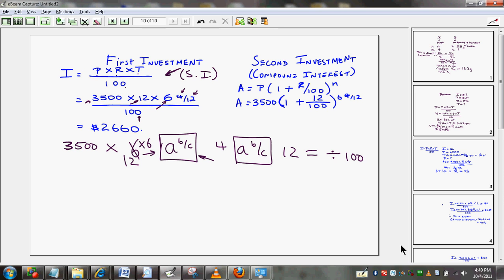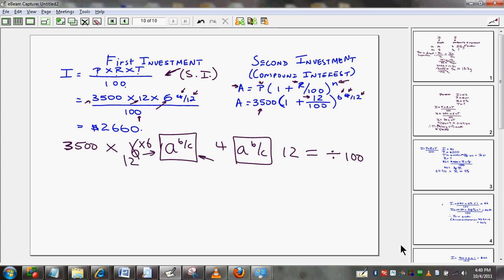In the second investment, which is a compound interest investment, the amount accruing A is equal to the principal times open brackets 1 plus the rate R over 100, all raised to the power of n. So you substitute in. Your principal is 3,500. Your rate is 12%. And your number of years is 6 years and 4 over 12 because it was 4 months.